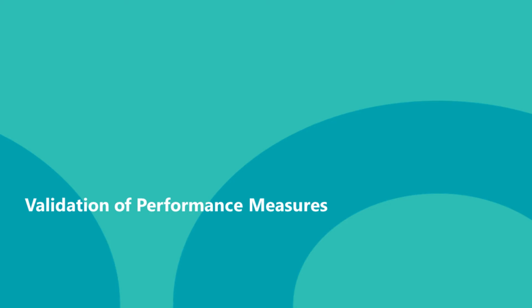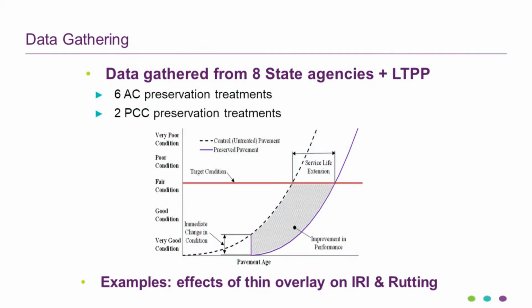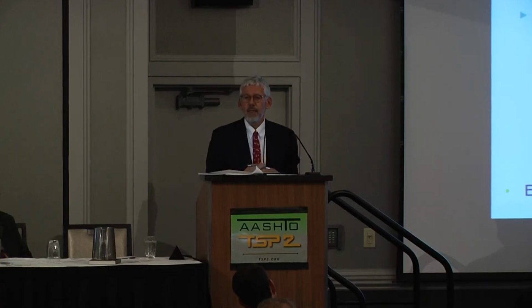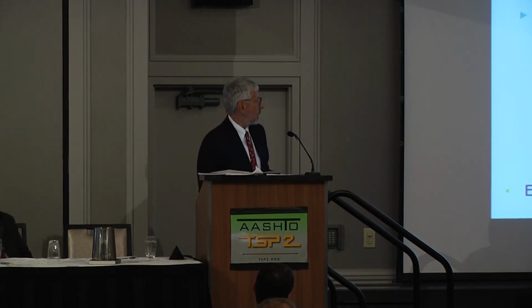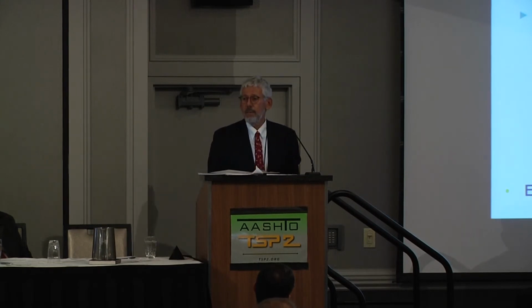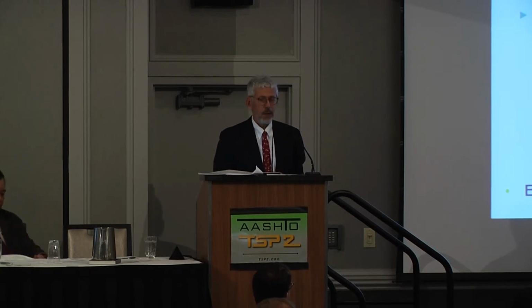So how did we do this? We began by gathering data. There were 8 agencies that were very kind enough to share their data with us. 6 of those agencies provided data for asphalt concrete surface pavements. If memory serves me correct, Texas, Virginia, Maryland, Ohio, Idaho, and Utah. 2 agencies provided data on Portland cement concrete surface pavements. They were Georgia and Washington State DOT. And of course, we had also access to the LTPP data, of which there was quite a bit.